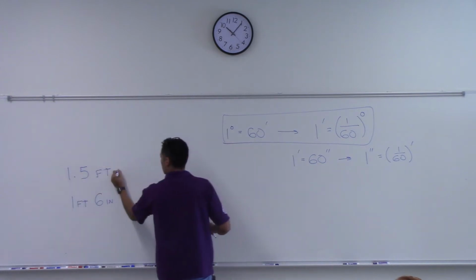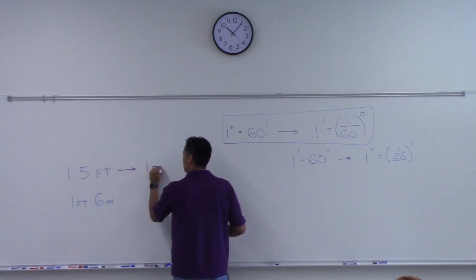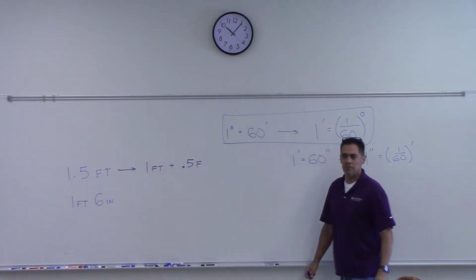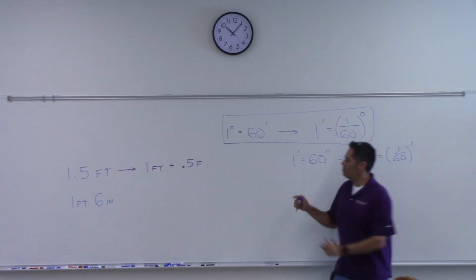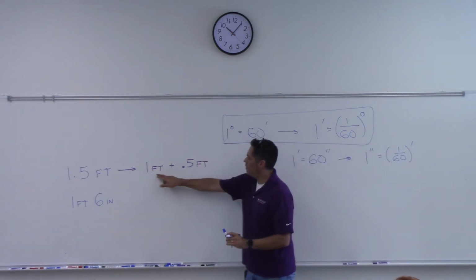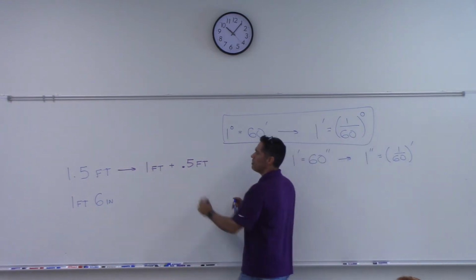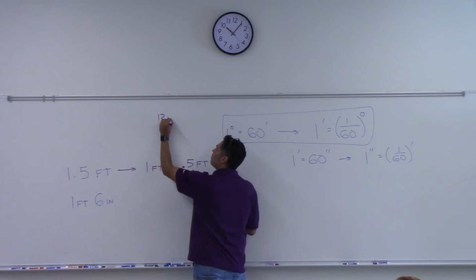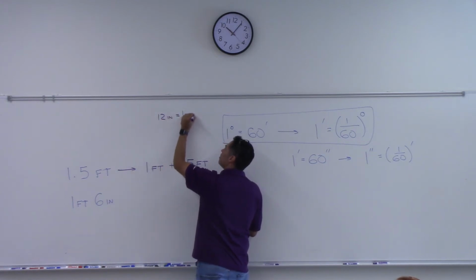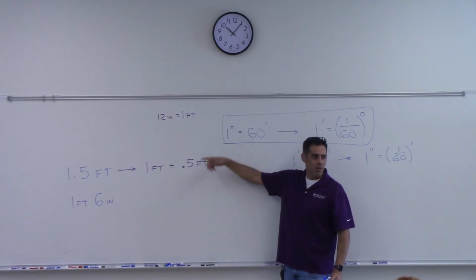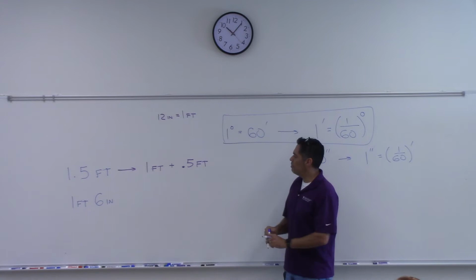Well, here's what we could do. We say this is 1 foot plus 0.5 feet. That's one way I could look at that. How many inches are in a foot? So I'm going to put that up here. There are 12 inches in 1 foot, yes? So if I would like to get this to inches, what I have to do is get rid of feet and turn it into inches, right? So what I'll do is I'll multiply.